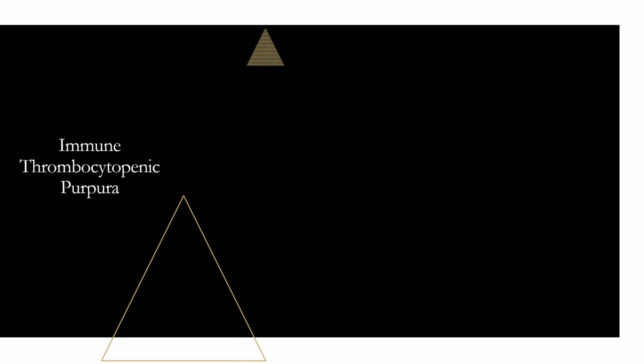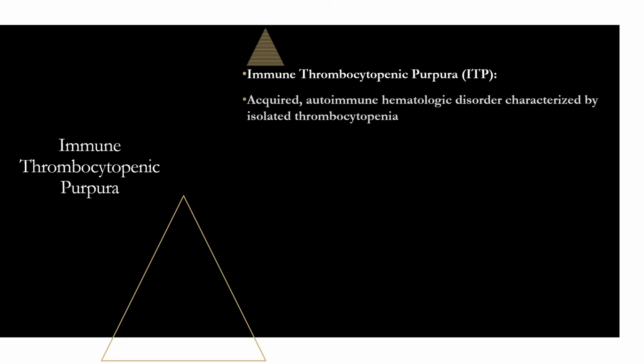All right, so we've got a couple more. Let's move on to immune thrombocytopenic purpura. So ITP used to be known as idiopathic thrombocytopenic purpura. Now it's known as immune. This is an acquired autoimmune hematologic disorder. It's characterized by isolated thrombocytopenia. So that's all you're going to see when we do the diagnosis, when we do our tests.